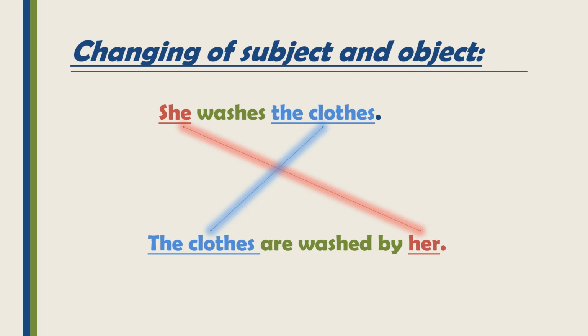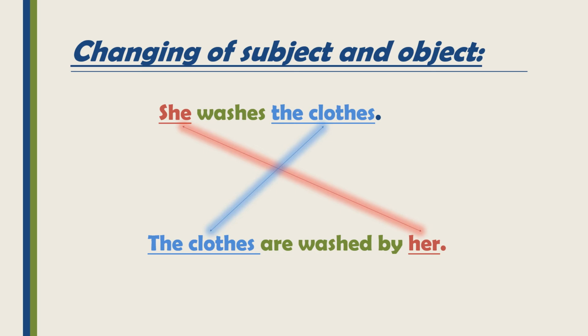Now in blue color there is written the clothes. The clothes is the object here, the thing which is receiving an action. कपड़े धोए जा रहे हैं. So the clothes here is an object. We have to change the place of object into subject. So the subject is at the start of the sentence, and we have to write the object at the start of the sentence.